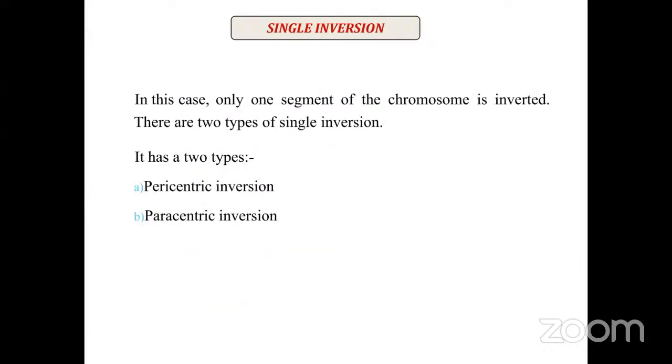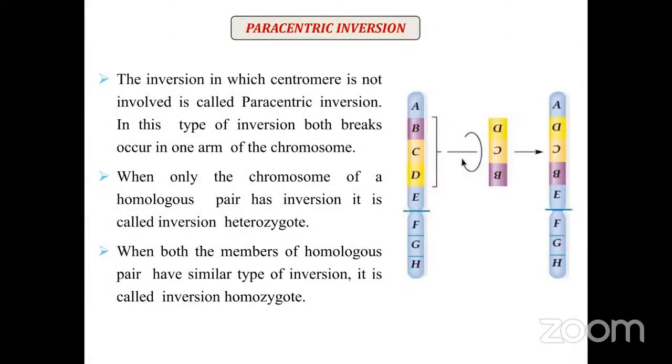There are two types of inversions: pericentric and paracentric. Here we can see that in paracentric inversion, the centromere is not involved. The horizontal green line indicates the centromere. Between the E and F genes, there is a centromere.